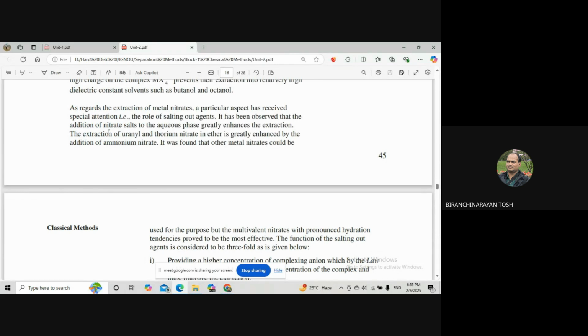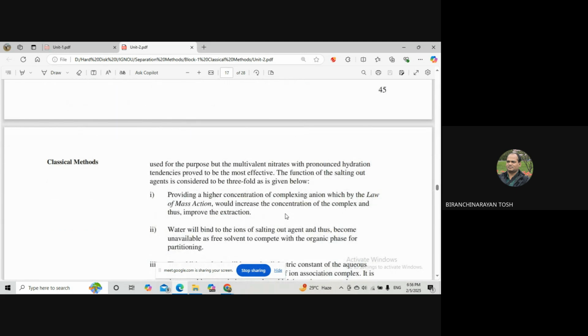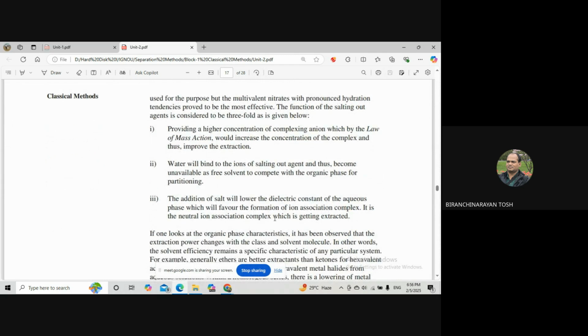It has been observed that the addition of nitrate salt to the aqueous phase greatly enhances the extraction. The extraction of uranyl and thorium nitrate in ether is greatly enhanced by addition of ammonium nitrate. It has been found that other metal nitrates could be used for this purpose, but the multivalent nitrates, which have pronounced hydration tendencies, proved to be the most effective. The function of the salting out agent is considered to be threefold, as given below. So these are some of the consequences.